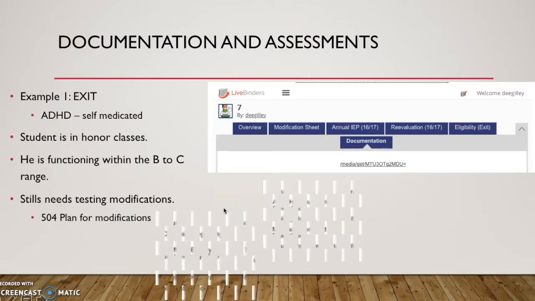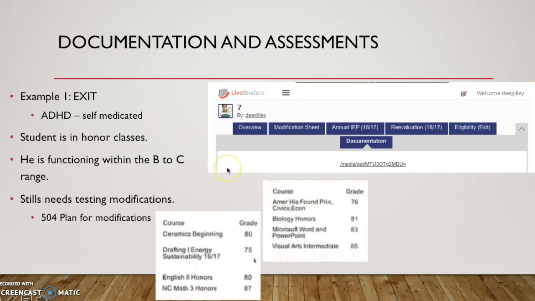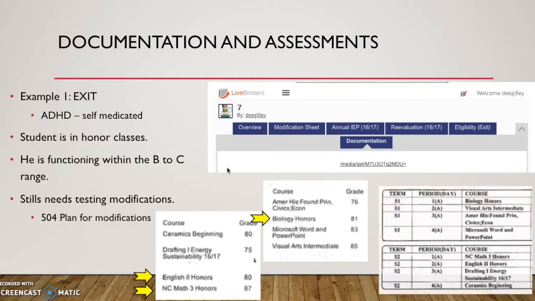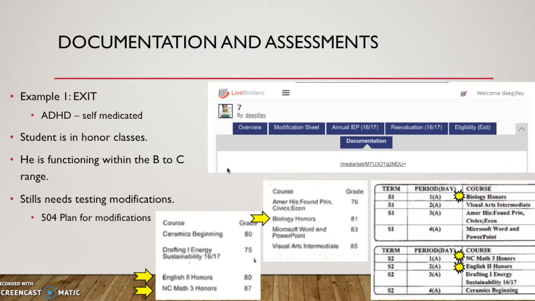The documentation will support that the student is in honors classes, including biology, English, and math. He's functioning between a B to C range within these honors classes. Therefore, the team decided that the student no longer needed EC services. He was able to attain academic achievement on his own without the additional help of special education. However, the team determined that the student still needs modifications. Therefore, he was referred to the testing coordinator within Mount Pleasant High School, who drew up a 504 plan.